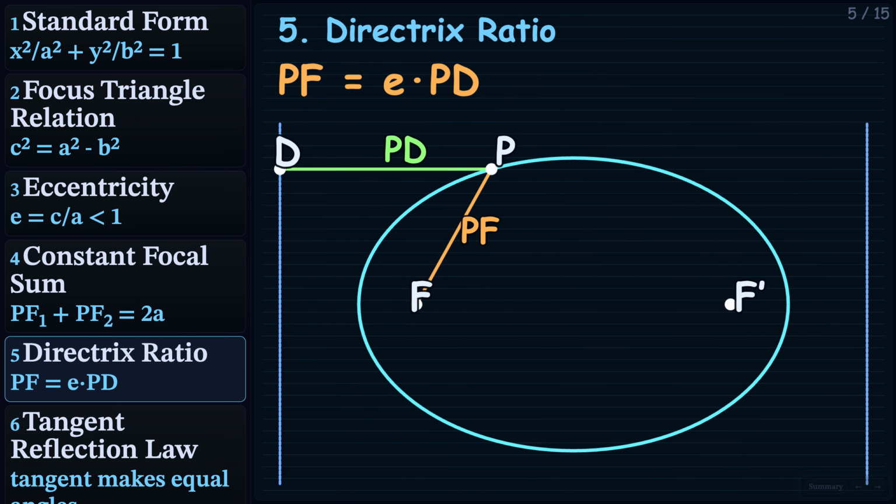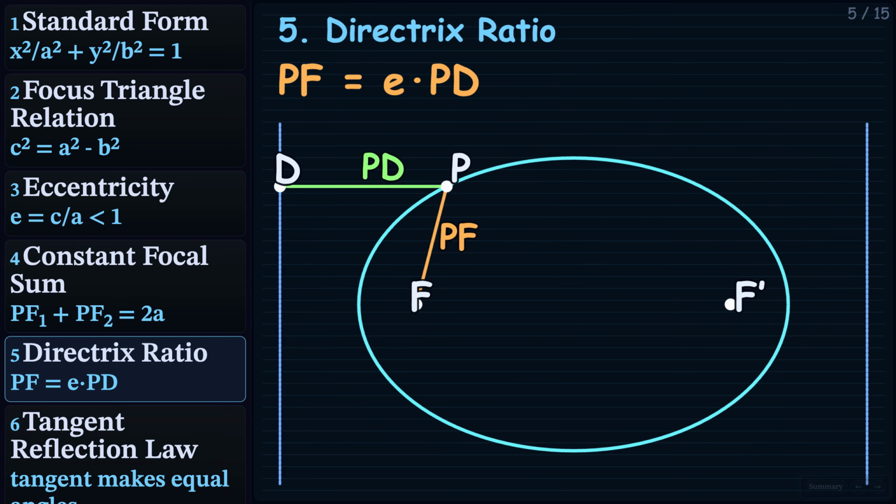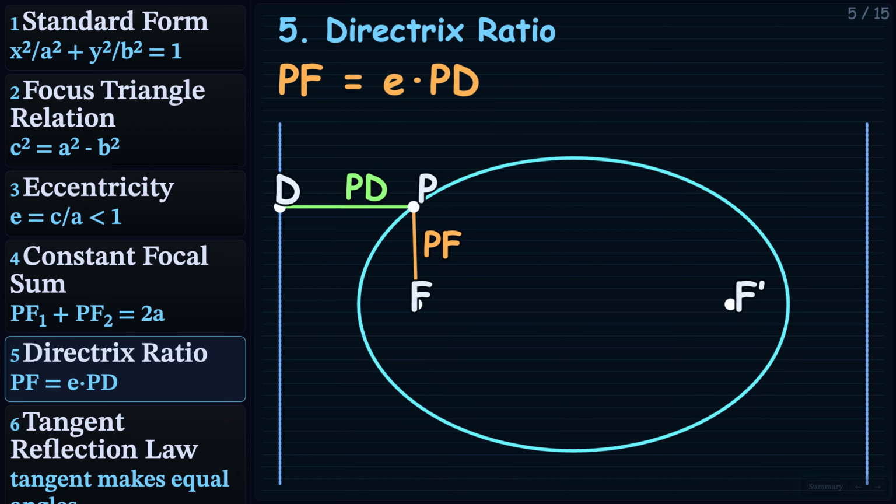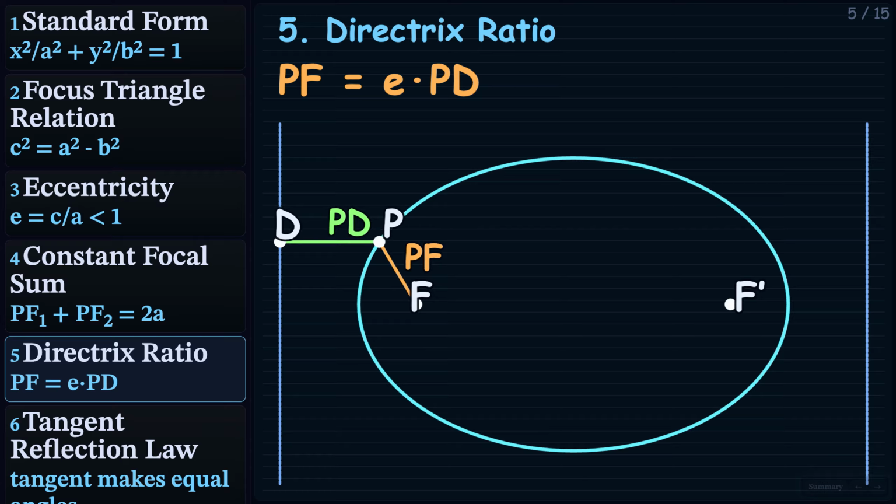Number 5 out of 15. Directrix ratio. Distance to a focus is e times distance to the matching directrix. Proof hint. Write the point in coordinates and compare the two distances directly.